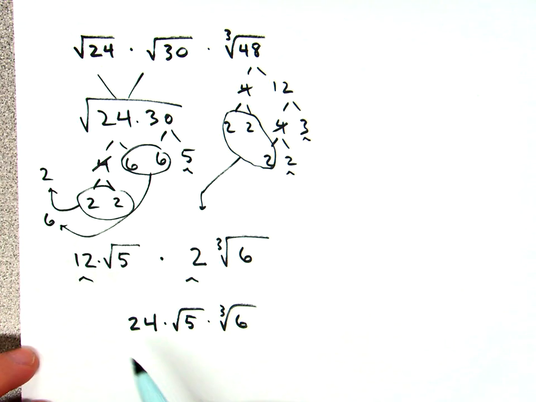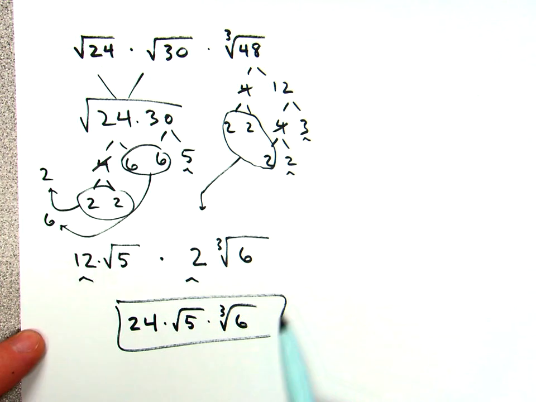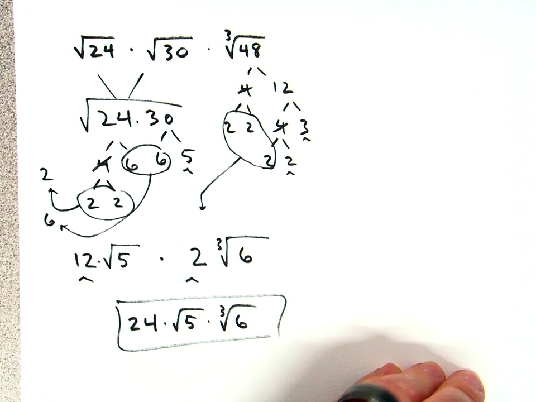If we had something like that, that's as far as we can go. The roots don't reduce. We had multiples on the outside, and those could multiply together, right? So there's not much more we can do there. That's as far as we can take this.